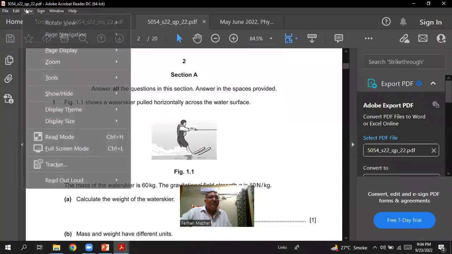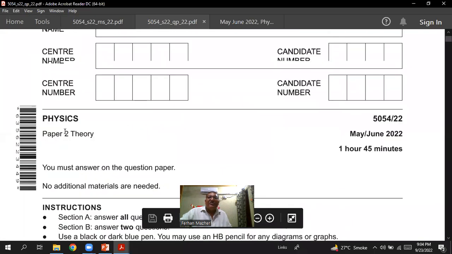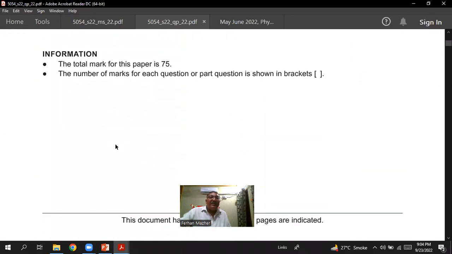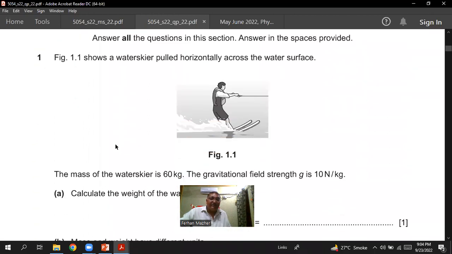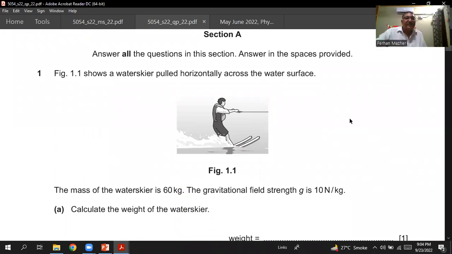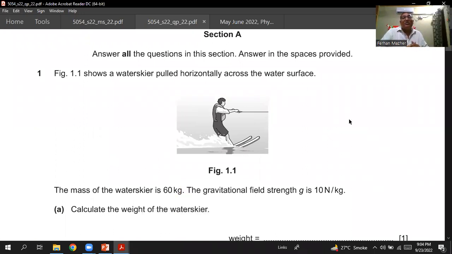The paper which we are going to solve is May June 2022, paper 2, which we call the theory paper. The time allowed is 1 hour 45 minutes, and today we are going to attempt section A. It says that figure 1.1 shows a water skier pulled horizontally across the water surface.